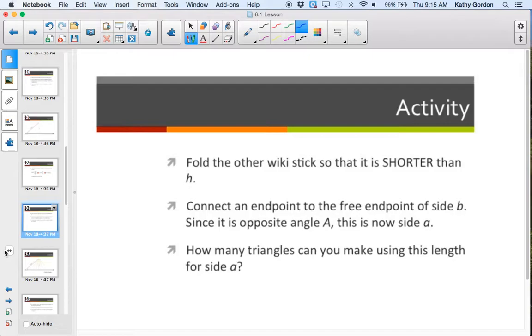Everybody understand what I'm asking you for? So fold your wiki stick so that it's shorter than H. Attach it to the free end of side B. And then see how many triangles you can make with that length of a side.